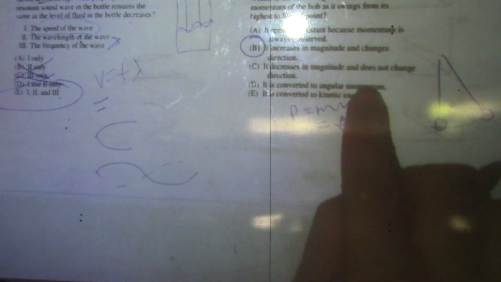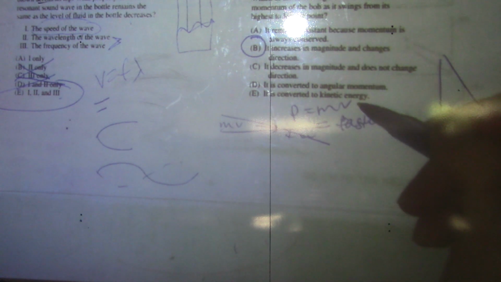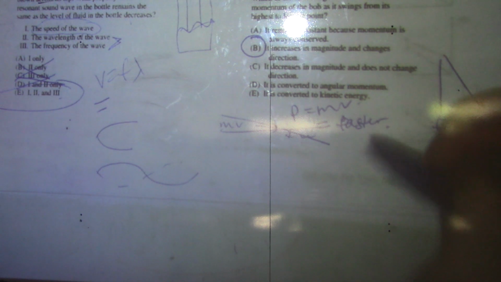Momentum cannot change to angular momentum, right? mv cannot go to I omega. Those are not equal things. You cannot say that momentum converted to kinetic energy, right? Those are, again, different things. That's like saying mass converted to time. No, those can't happen. They're separate quantities. Ooh, almost finished with multiple choice.